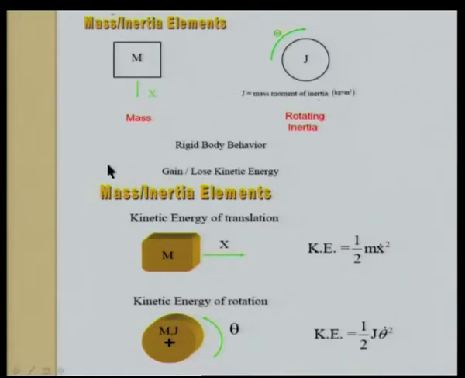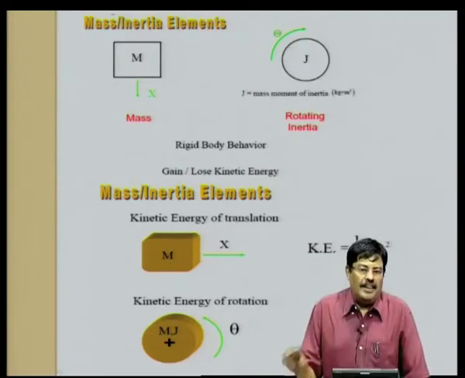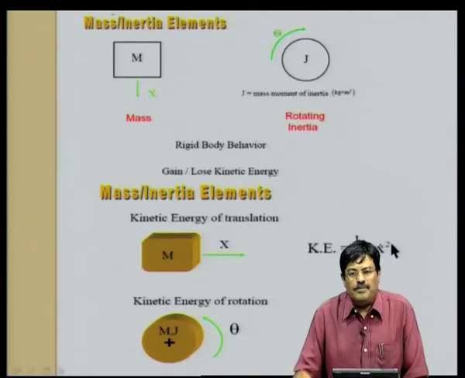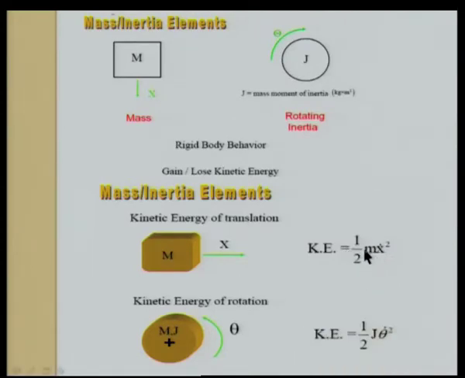Mass element, as I said, is represented as mass m for translational motion, and J, a rotational element, for the rotational inertia component, and the energy associated. So, whenever you have a mass, there will be a kinetic energy associated, which is half times mass times velocity squared. If x is the translational motion, x dot is the velocity, half m x dot square. In the case of rotational motion, J is the mass moment of inertia. If theta is the motion and theta dot is the rotational velocity, then the rotational energy will be half J into theta dot square.